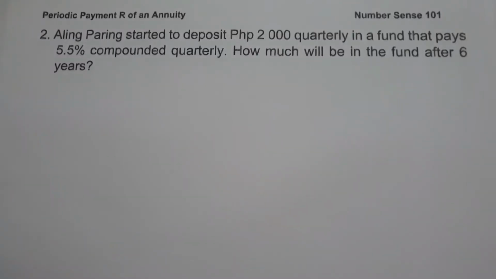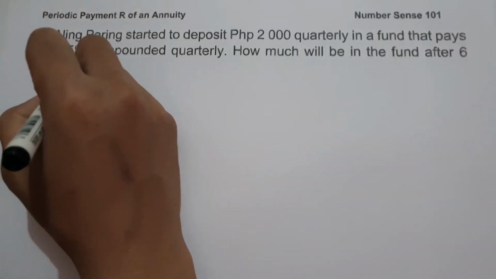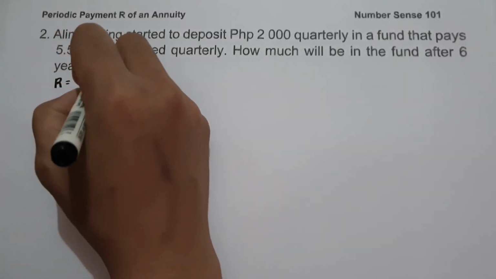On example number 2, Aling Paring started to deposit 2,000 pesos quarterly in a fund that pays 5.5% compounded quarterly. How much will be in the fund after 6 years? To solve the given problem, let us identify first our given. Since Aling Paring deposit 2,000 pesos quarterly, that is our regular payment, that is R equals 2,000 pesos.